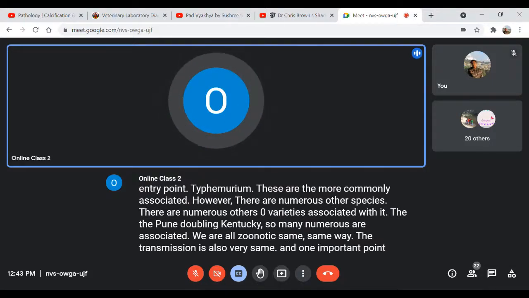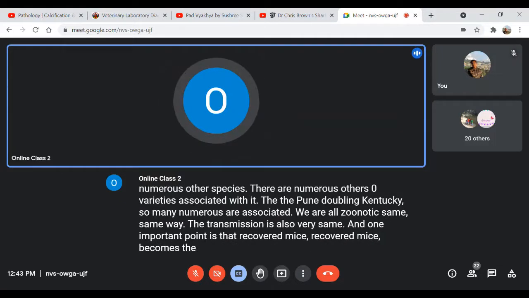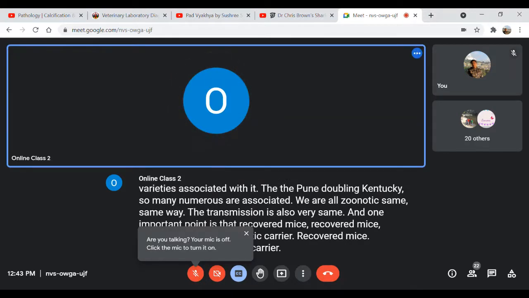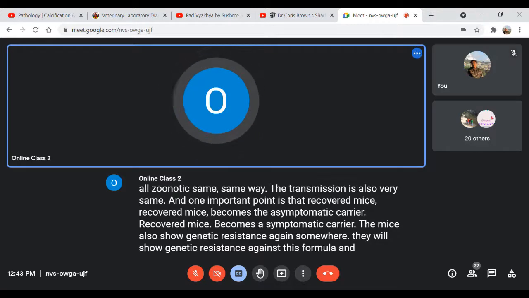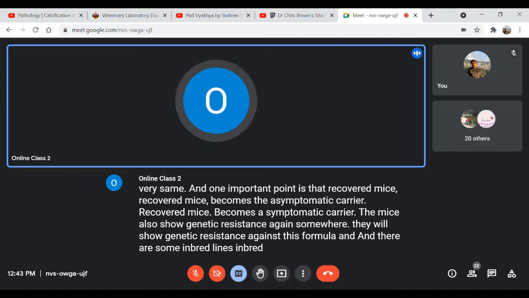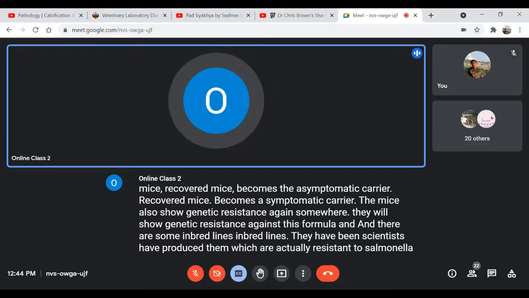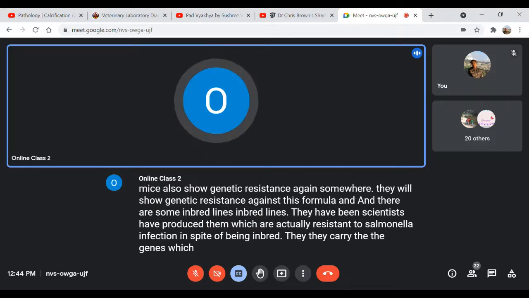One important point is that recovered mice become asymptomatic carriers. Mice also show genetic resistance against Salmonella, and there are some inbred lines that scientists have produced which are actually resistant to Salmonella infection. In spite of being inbred, they carry the genes which cause the resistance against Salmonella.